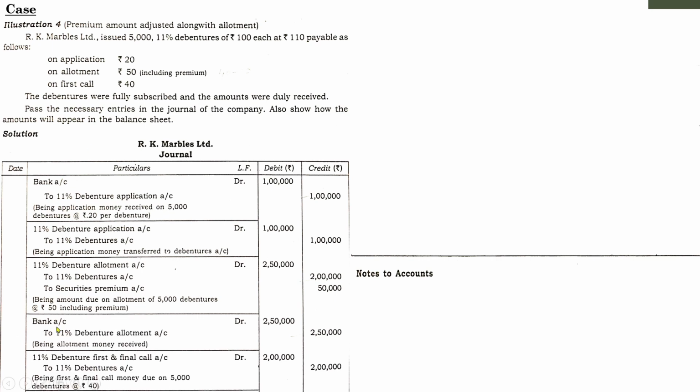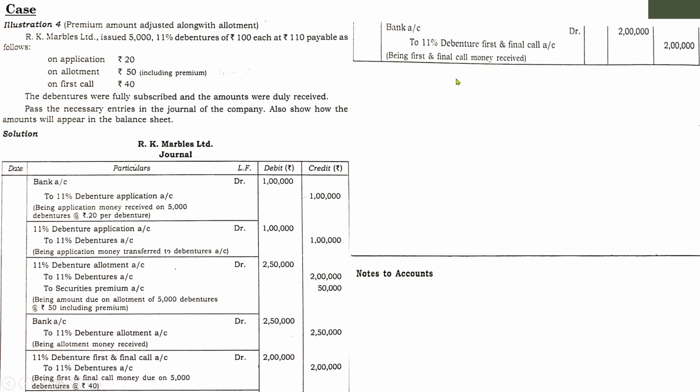Next is the entry for the last installment, first call. So 11% debenture first and final call account debited to 11% debentures. Here the price of one first call is 40 into 5,000, 2 lakhs being first and final call money due on 5,000 debentures at rupees 40. And next you need to pass the entry for the receipt. Bank account debited to 11% debenture first and final call. Since there are no adjustments with regard to that, you can show the same amount here.